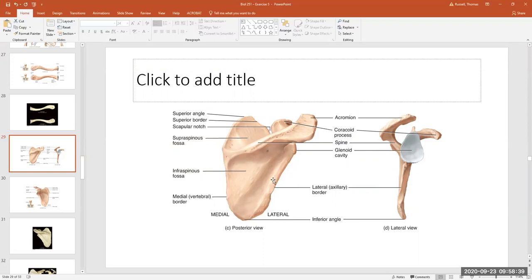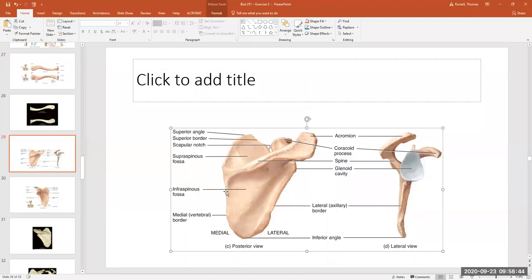So that's why we also have to know lateral from medial. So this is towards the medial part of your back, and this is towards the lateral part of your body, the lateral border. The scapular notch is a little indentation right here. We have to know what that notch is called. So in between what's called the superior angle up here and the superior border, we have this little indentation. It's called the scapular notch.